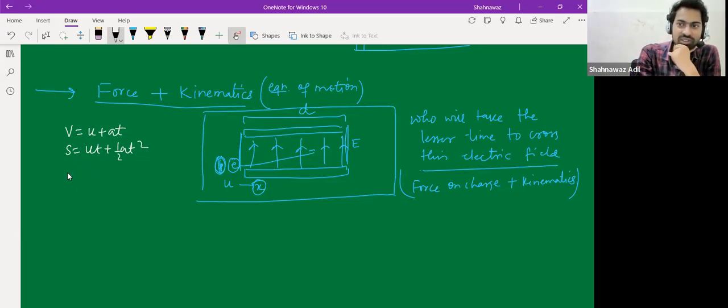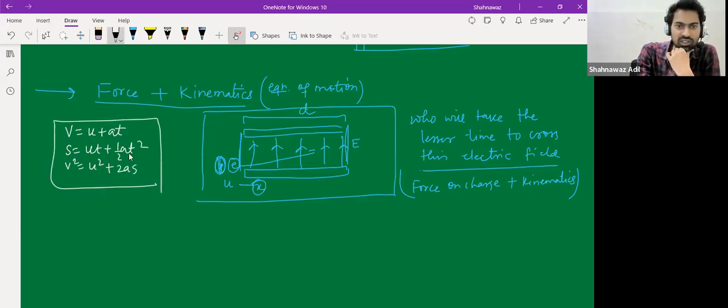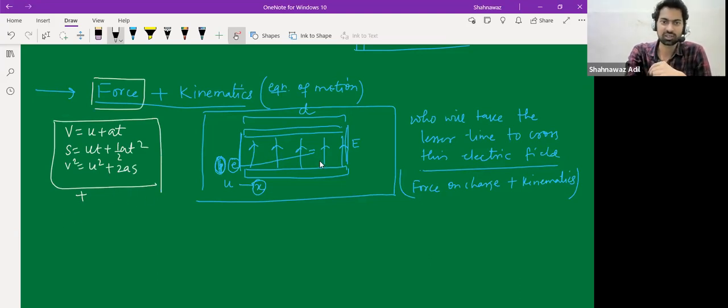So what is the third equation? Do you remember or did you forget? Forgot, sir. Oh, okay, no worries. So Aisha, what is the third equation? Are you there? V square is equal to u square plus 2as. So these are the three equations, and we will use these equations plus the concept of the force on a charged particle. This we will solve in the next class.